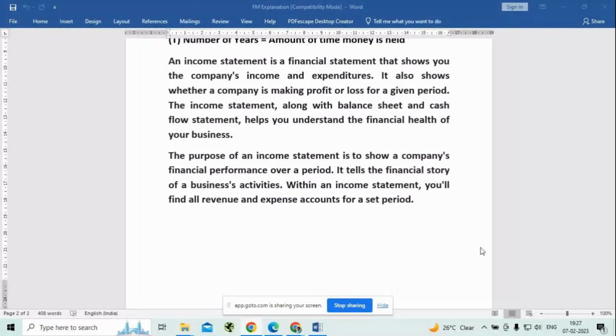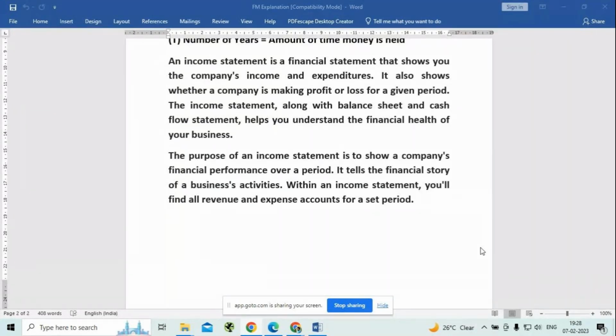Yes, sir. Okay. So an income statement is a financial statement that shows the company's income and expenditures. The company will always be weighed and measured with a fixed turnover. So what is the turnover it is making? With that, it is not only the turnover we are going to finalize. We should also see what expenses they are making.